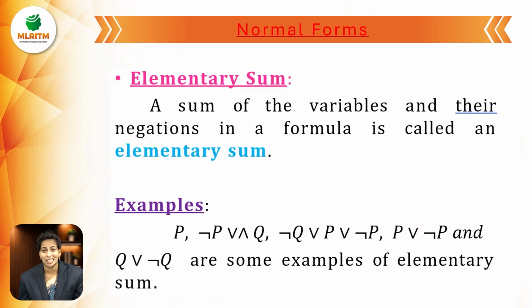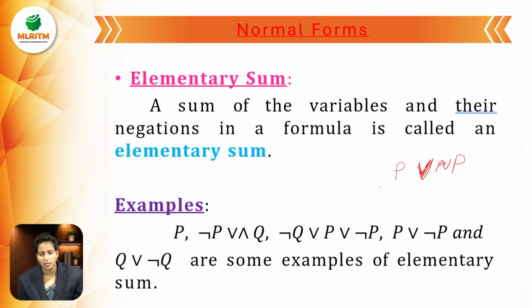Next, elementary sum. Sum indicates which symbol? The or symbol. Elementary sum means the sum of variables and their negations. Sum of variables and their negations is called an elementary sum. Let us consider some examples. P, negation P or negation Q, negation Q or negation P or negation P, like that. These are all examples of elementary sum.